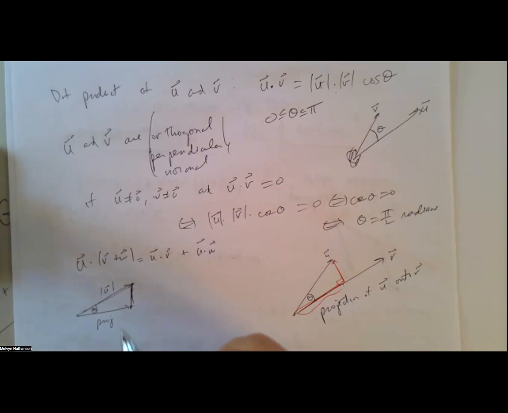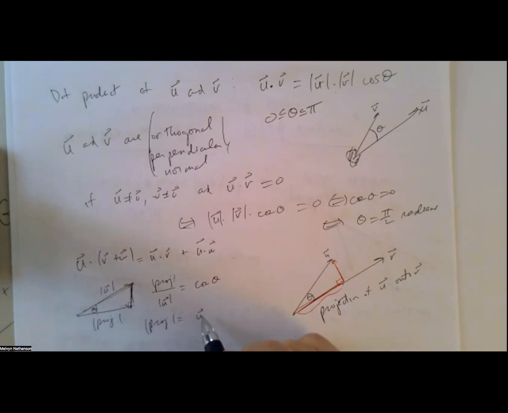So we know that the projection, whatever the length of that is, divided by the length of U, this is by definition the cosine of theta. In a right triangle, the cosine of an acute angle is the adjacent side divided by the hypotenuse. So this projection, which is what we want, is the length of U times the cosine of theta.